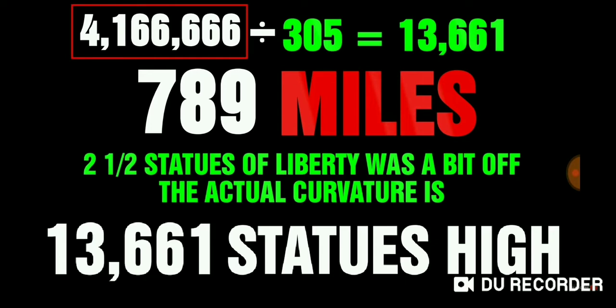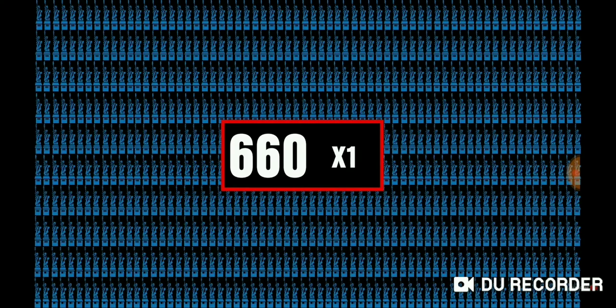So let's look at how many statues 13,661 is. Now, on this first image, you'll see we have 660 Statues of Liberty. 10 down, 66 across. Remember, we are stacking these Statues of Liberty on top of each other to get the curvature between California and Hawaii. So we've got pages of 660, multiply that by 20 pages. At the end, we'll add 451 statues. Let's move this on.